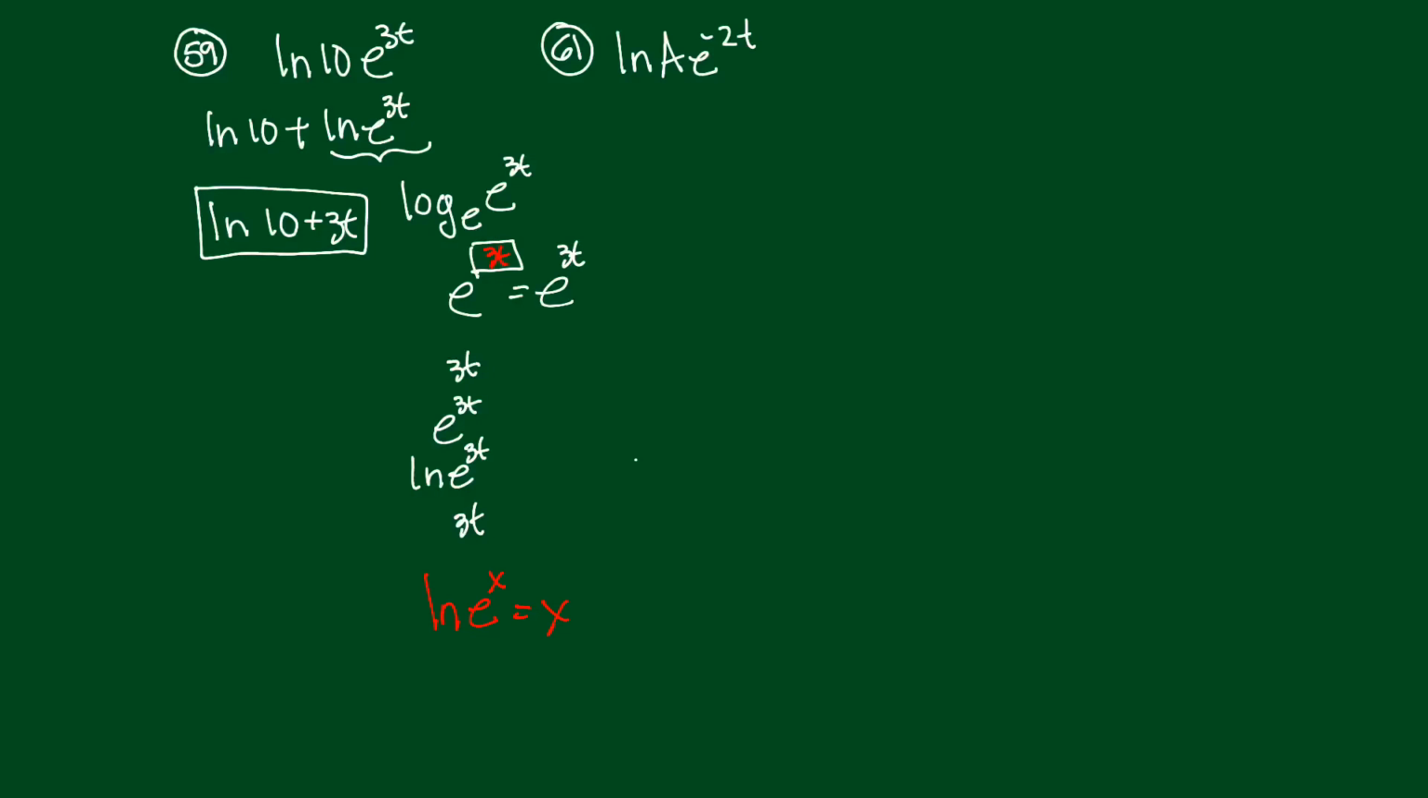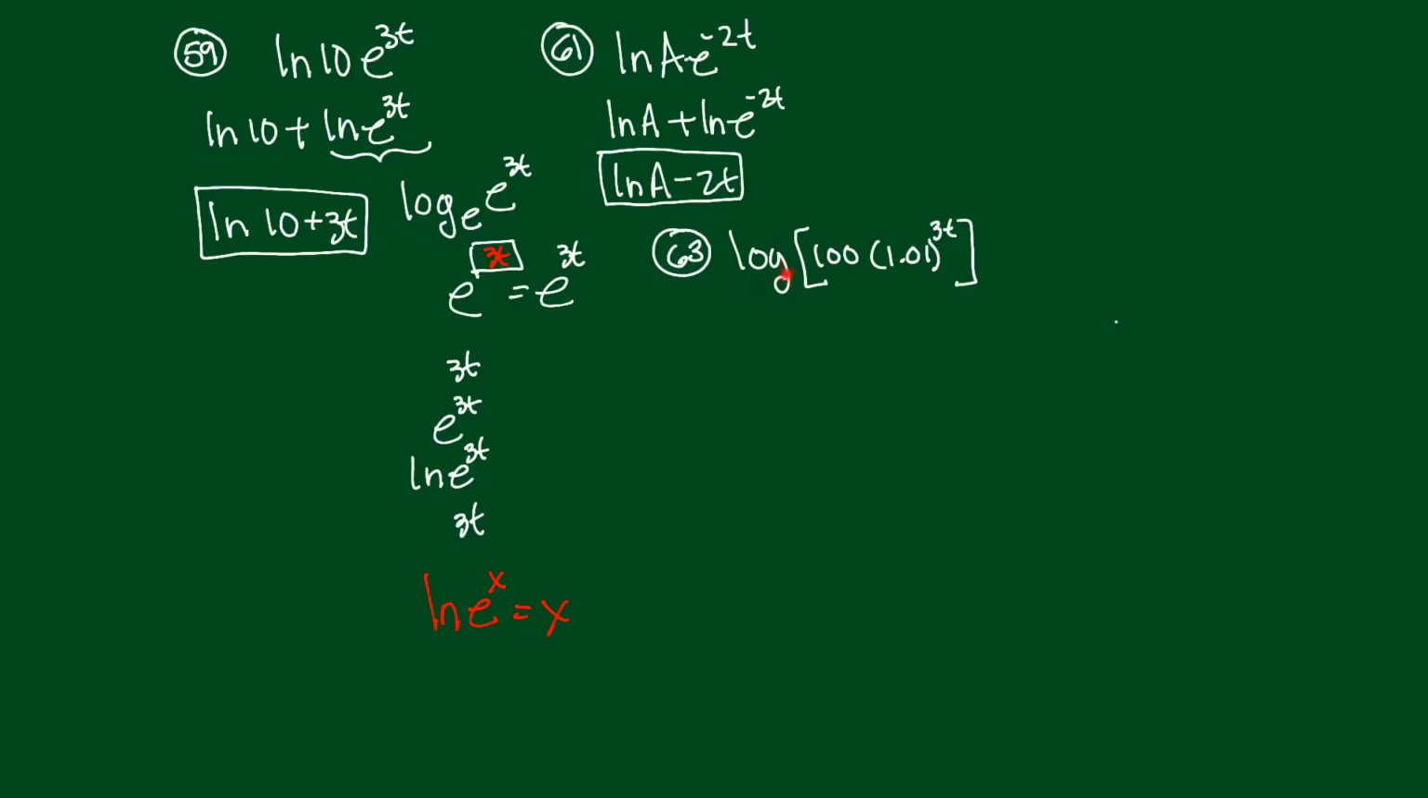Now on to 61. Now look at 61. Doesn't it sure look like 59, except instead of a 10, we have an a, and instead of a 3t, we have a negative 2t. So I'm still going to break this apart step by step here. This will be the natural log of a plus, because I've got a multiplication here, right? That's a multiplication. The natural log of e to the negative 2t. Natural log of a, can't do much with that. But this one over here, what are you going to get? The bases match. So you just get the exponent, which is minus 2t.